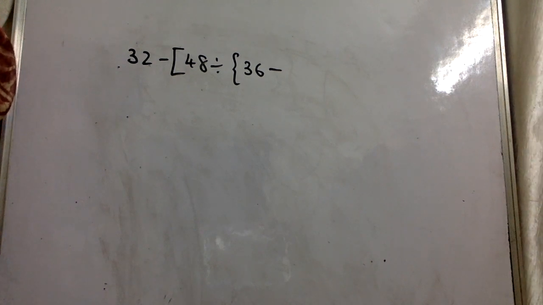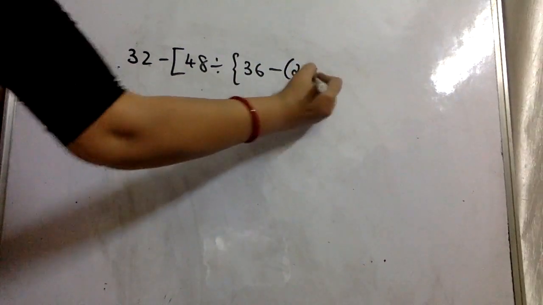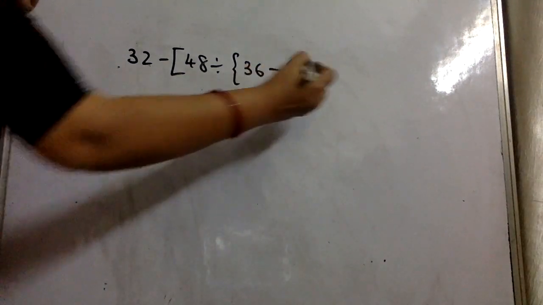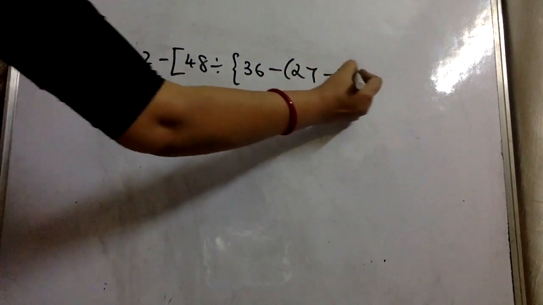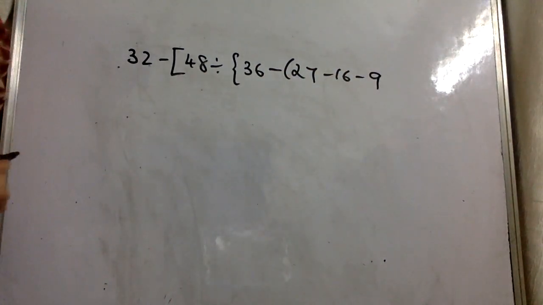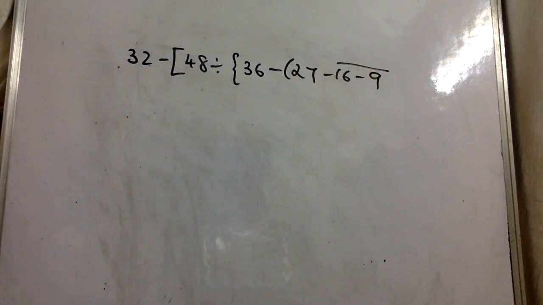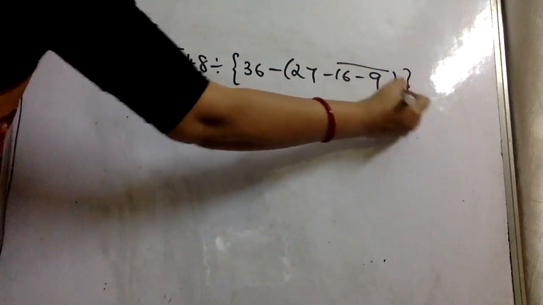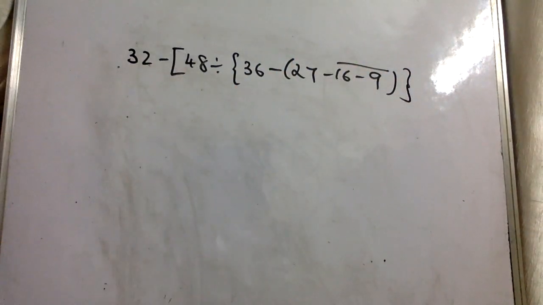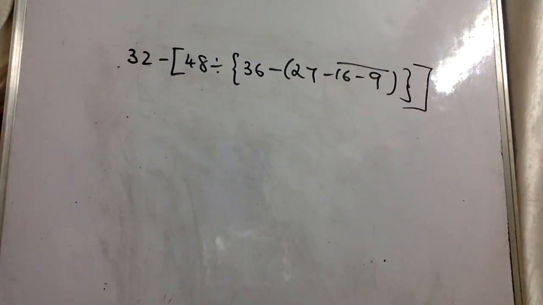minus 18 divided by 9, 36 minus, and then a 27 minus 16, and minus 9, and then there's a bar over these two, and then we start closing all the brackets. We close this, then we have to close this also, we close this, and then we have to close this one also, so we close this. So we have closed all of them.